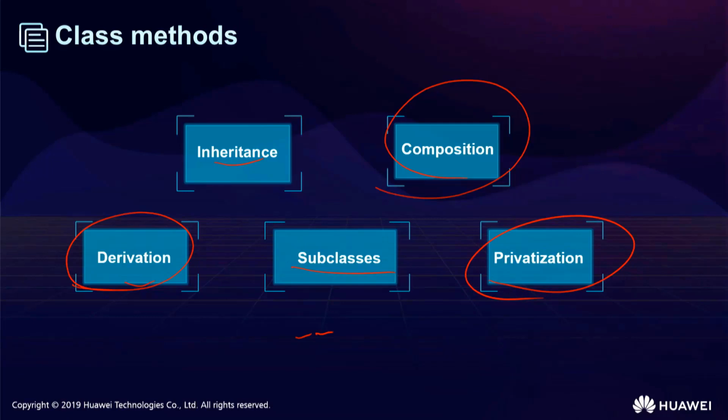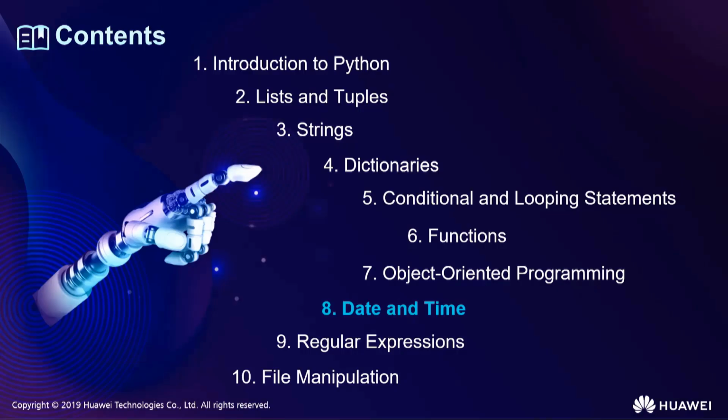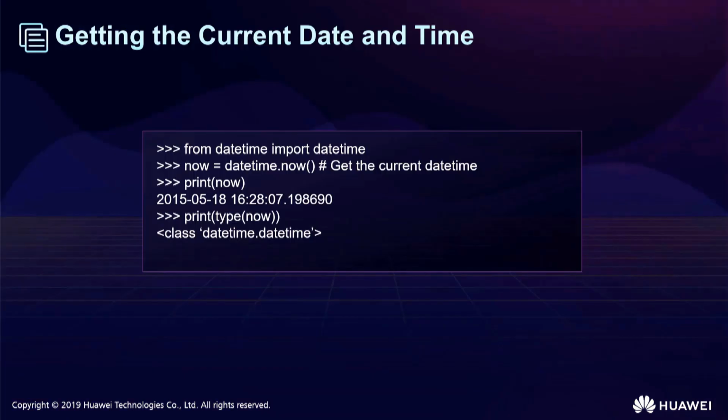After learning the hard part, let's take a break and learn a simple one: how to set date and time. We can use the datetime module to get the current date and time. For example, from datetime we import the function datetime, and we get the current datetime using the now function. We can print it, and then we get the current time.